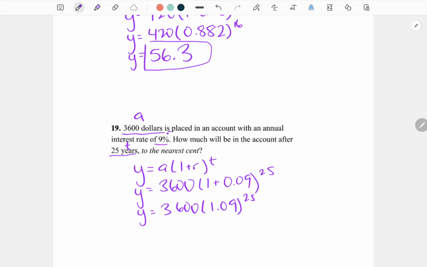And now I'm going to use my calculator for the rest. 1.09 to the 25th power. Hit equals and leave that there. Then, you don't have to write it down, then you multiply times 3,600, and that gives you a lot of money, $31,043. I can't forget the hundredths place because it's to the nearest cent. So that would be .09. And that's how much money is left after 25 years.